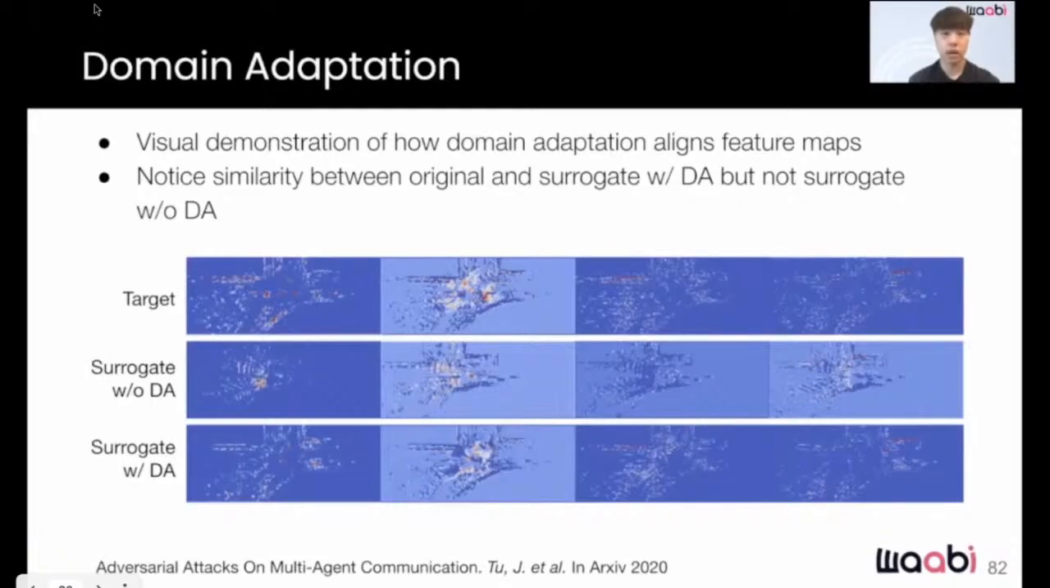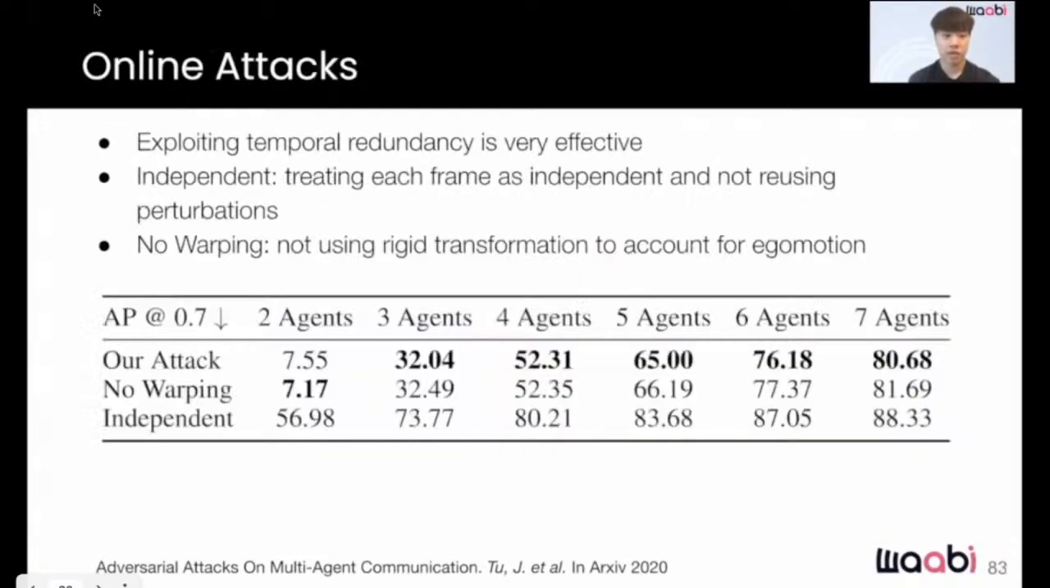Finally, we conduct an ablation on our methods to perform efficient online attacks. In the no warping baseline, we do not perform rigid transformations to account for ego motion, which results in a slightly weaker attack. In the independent setting, we completely ignore temporal redundancy and treat each frame as an independent sample. Therefore, we do not reuse previous perturbations, and the attack becomes significantly weaker here.